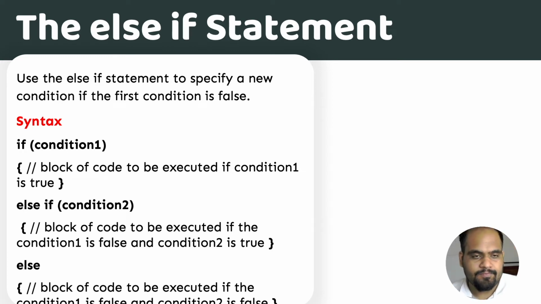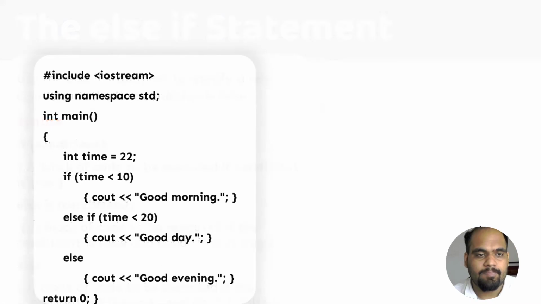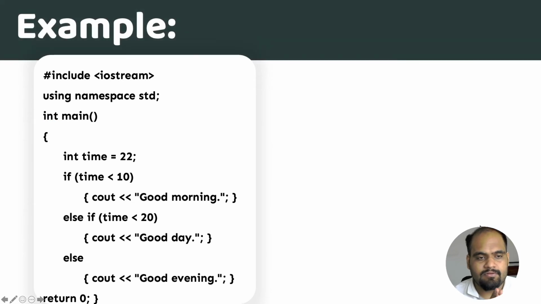Okay, so let's move on to the part where we have an example. This example over here tells us that if time is less than 10, this is going to happen. If time is less than 20, this is going to happen, else this is going to happen. So now we have two conditions over here. You can have multiple of them, like 10 to 15 of them.